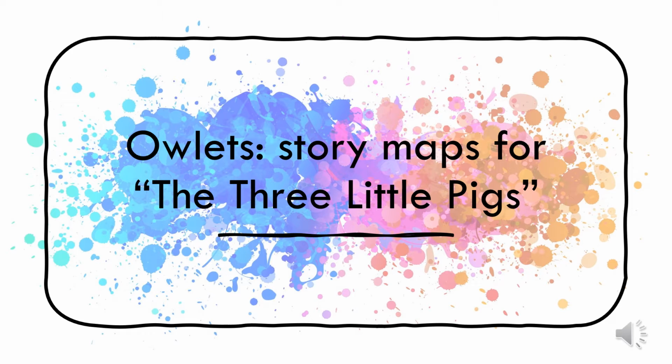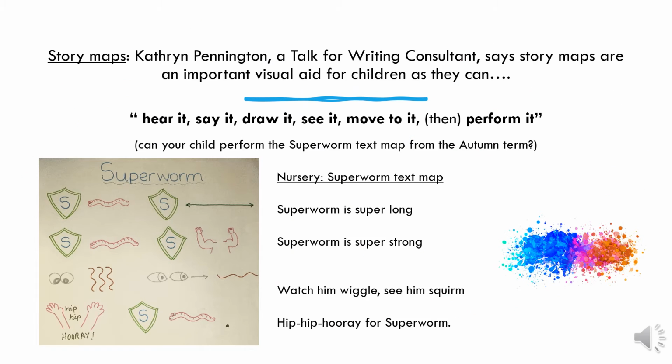A how-to guide to make story maps for the Three Little Pigs. Story maps are a great multisensory way of introducing children to key features in a text or in a story. It could be the characters, the setting, or the sequence of a story.